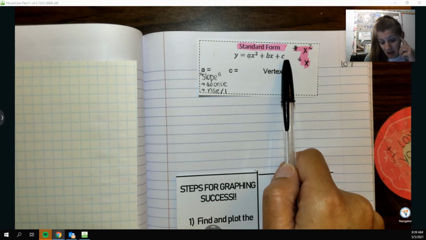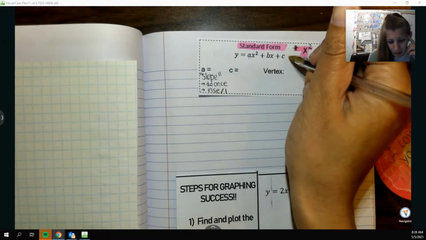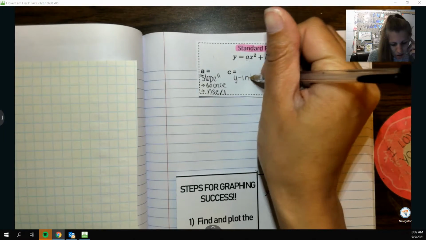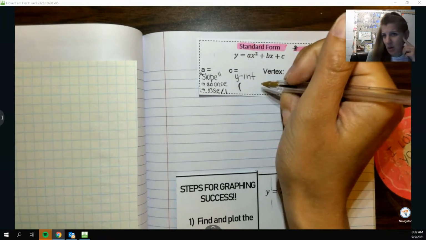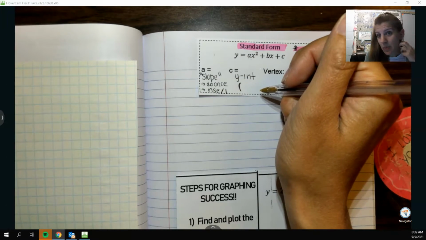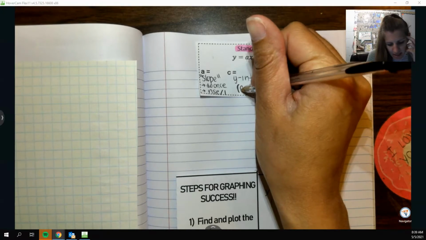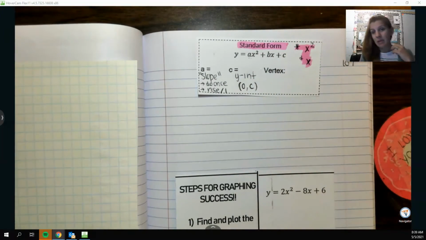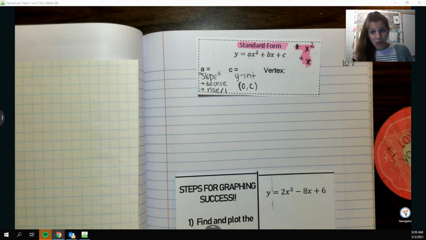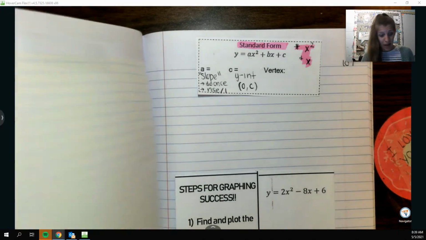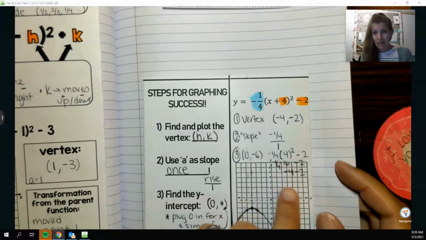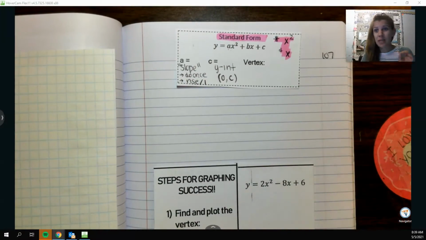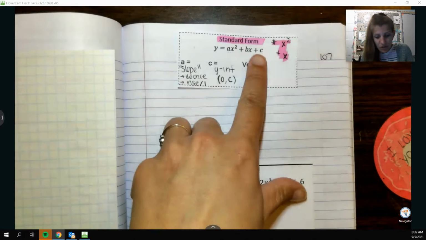The c value, though, is a helpful number. Whatever c is, that's my y-intercept. So it's not the most helpful point, but it is still a point on my graph. So (0, c) is my y-intercept. If you remember about vertex form, it was kind of hard to find our y-intercept. We had to do all this math. With standard form, finding your y-intercept is super easy. I don't have to do anything. It should just be sitting at the end there.